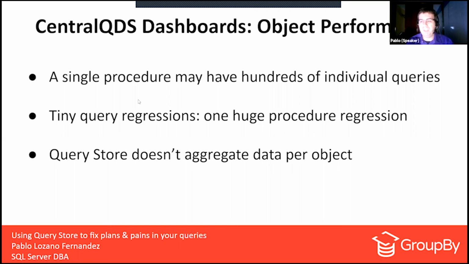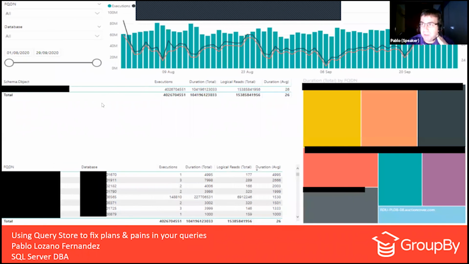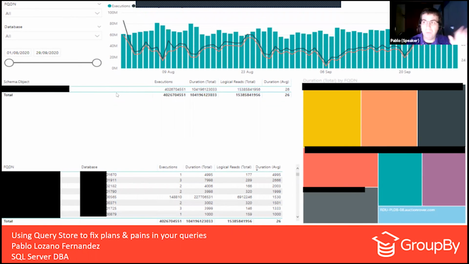A 1% regression of each one of the queries in the stored procedure might not be too much, but if the stored procedure takes 1 hour to complete, it might take a bit more. So that will be what they call the advanced outcomes. The individual queries might not look like much, but when you look at the overall, it will be a huge impact. So we have a dashboard that is pretty much the same as the Query Store one, the query performance dashboard.